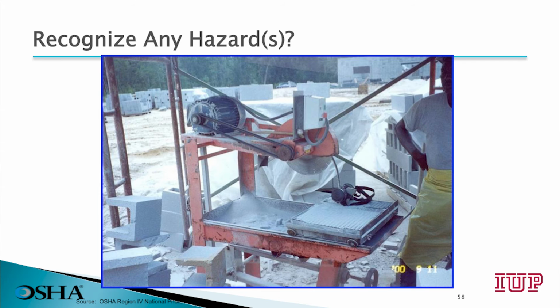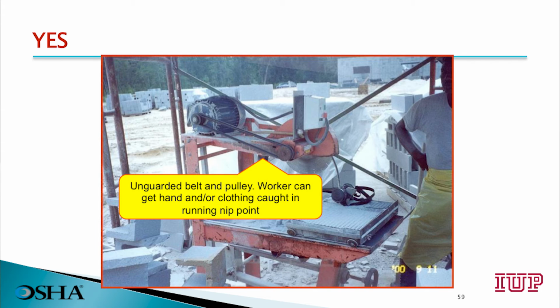Are there any hazards on this job site? Yes. We have an unguarded belt and pulley. Any worker could get their hand or part of their clothing caught in these running nip points.